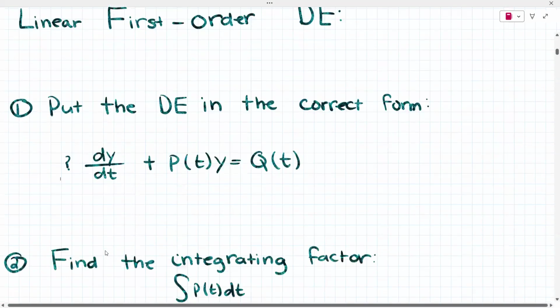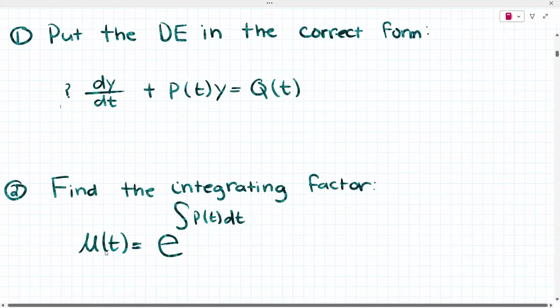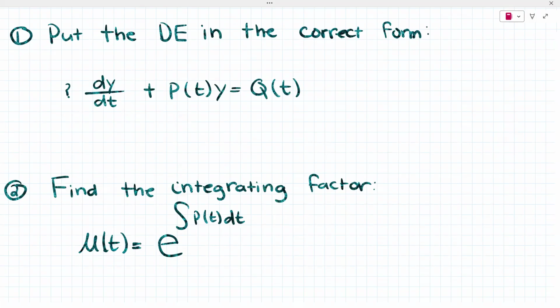Once you have it in that form, figure out your P(t), because you're going to find what's called mu of t. Yeah, mu, like that Pokemon Mew. This symbol is mu, and it's going to be e to the integral of P(t) dt. So we must know what P(t) is going to be.